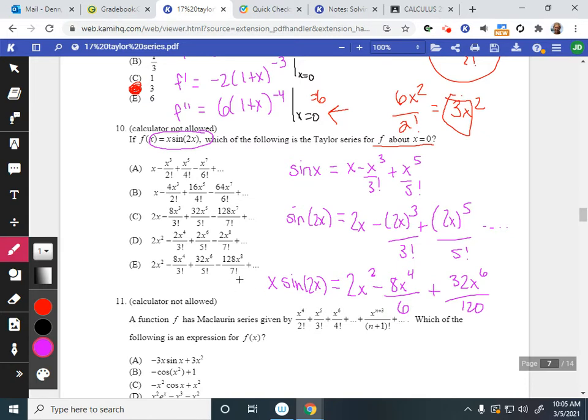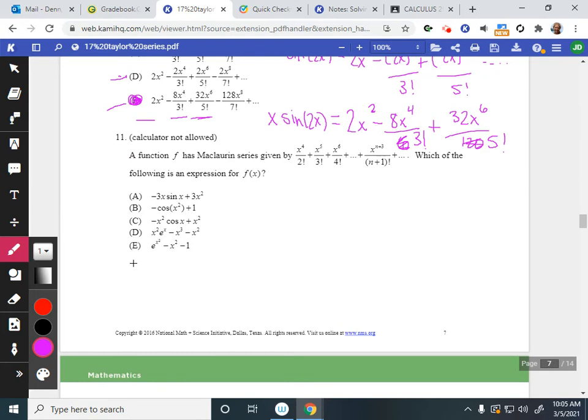So let's see what my match is. I know that my first term is 2x squared, so it's either D or E. This is 8/6. Oh, whoops, they kept the factorials. Oh, sorry about that. This would stay 3 factorial. This can stay 5 factorial. So 8x to the 4th over 3 factorial. That's what I'm looking for. 32x to the 6th. Good. So the answer is E.